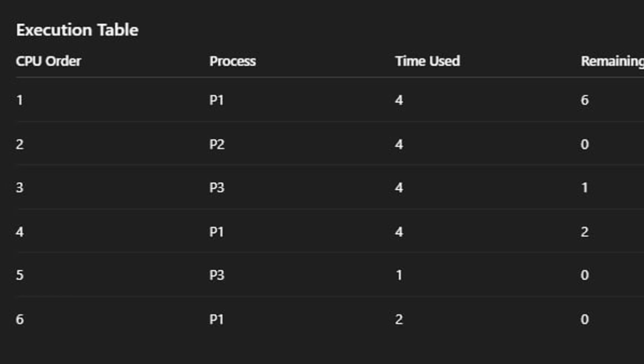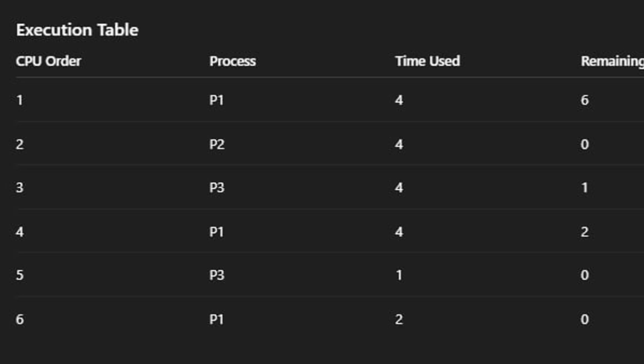P3, turn 5. 16 minus 17. It is automatically 0 because 17 is greater than 16. So the queue now is only P1 left. This is turn 6. Time 17 minus 19. The remaining is 0 because 19 is greater than 17, that's why it automatically goes to 0.